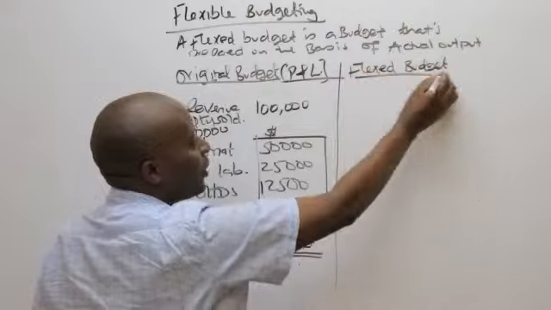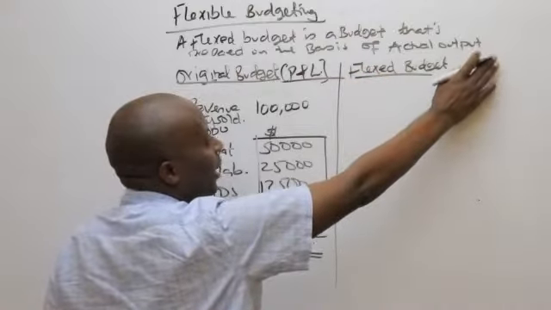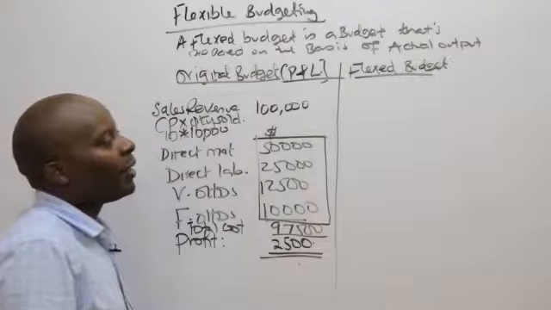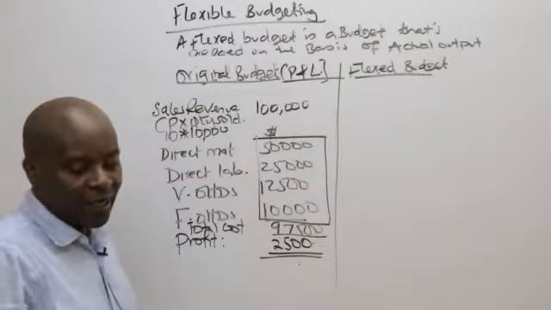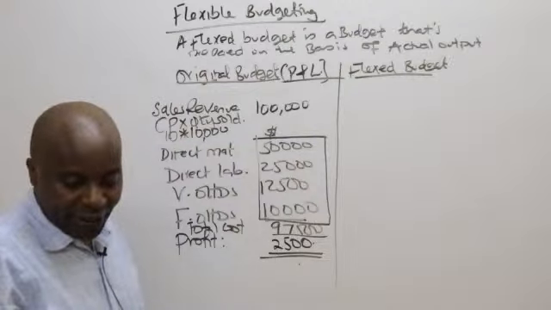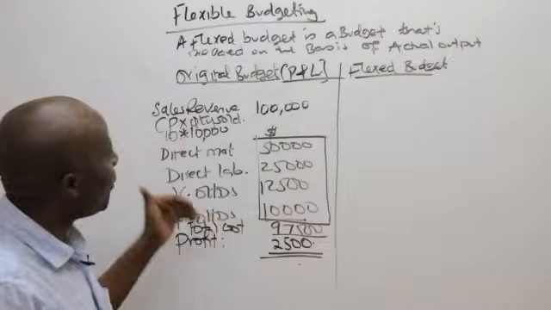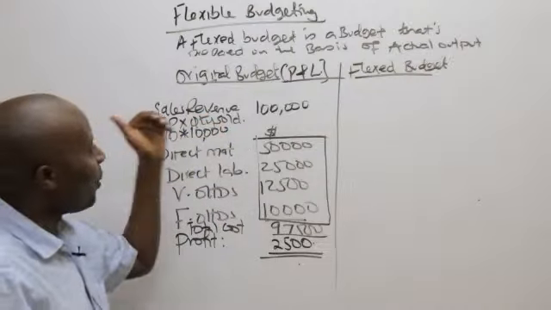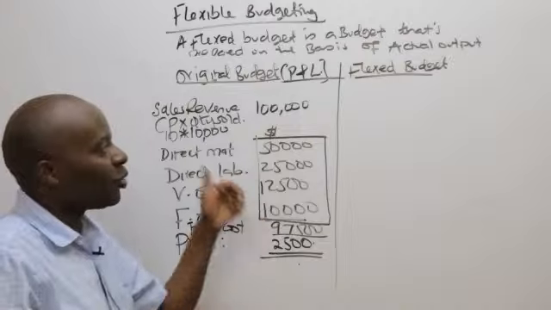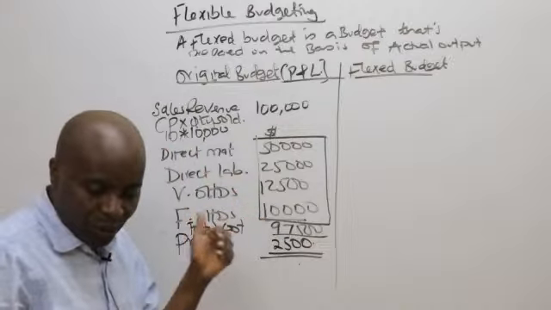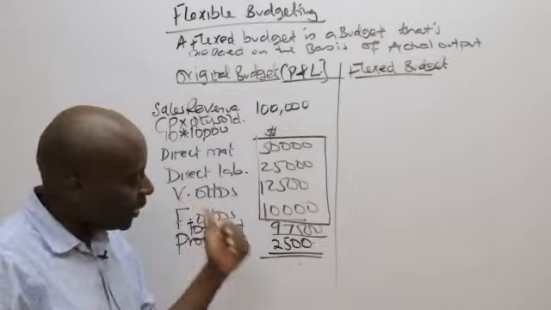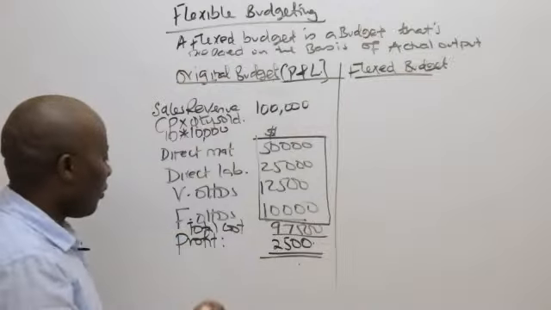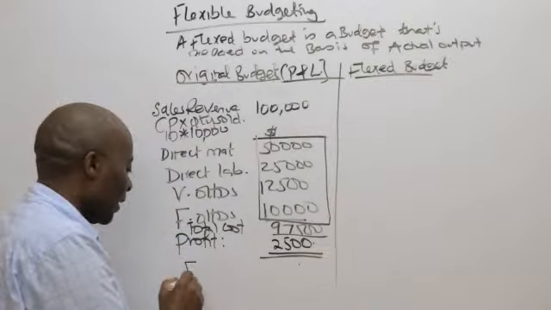Please conserve your space because later on we shall be having a column there for actual. So come and give us the flexed budget. So remember, by definition, we said a flexed budget is a budget that is prepared on the basis of the actual output.